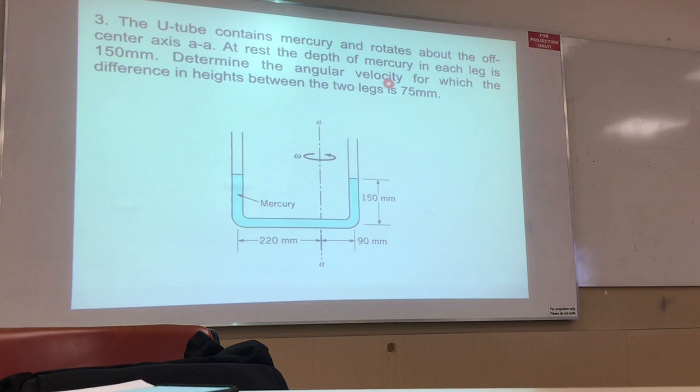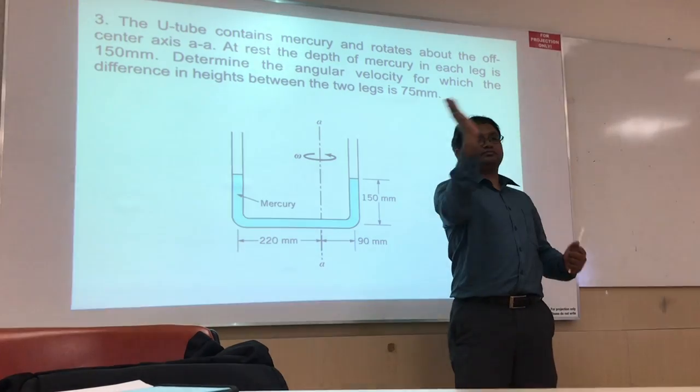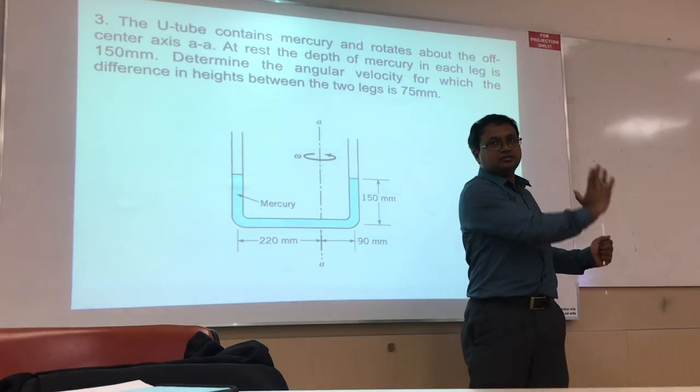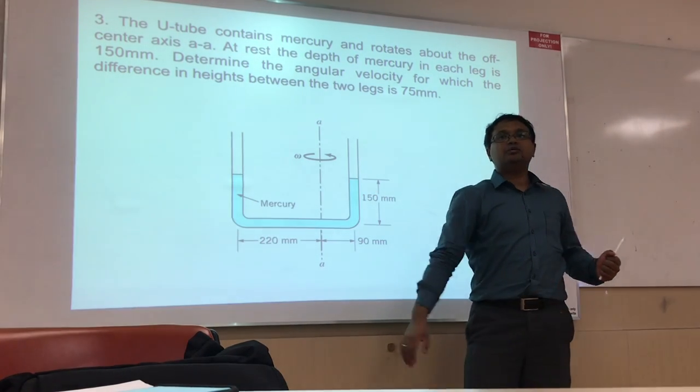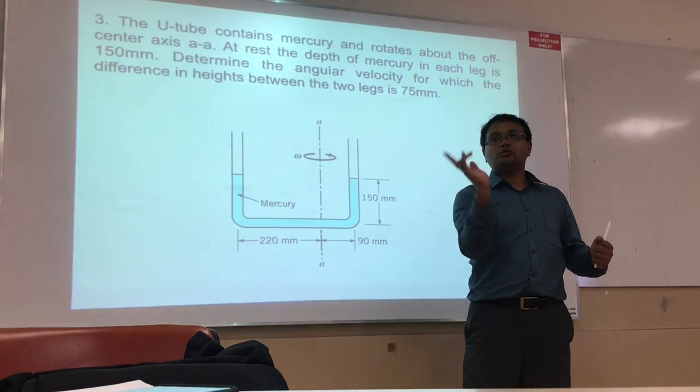Determine the angular velocity for which the difference in height between the two legs is 75 mm. They tell you to find the angular velocity. That means I rotate this, right? I rotate in this direction. Last time it was one direction, linear motion. Now it is angular motion.